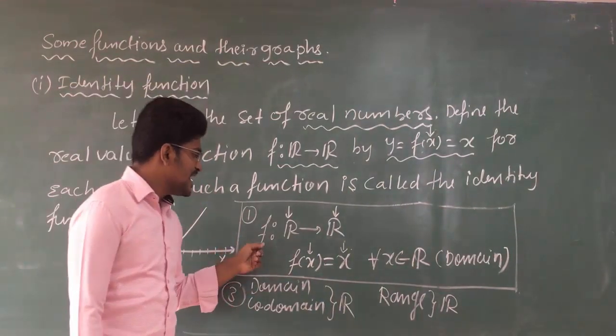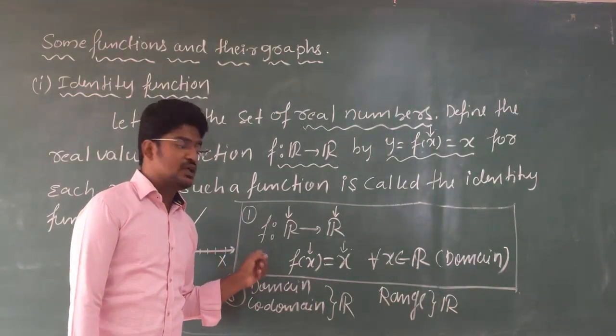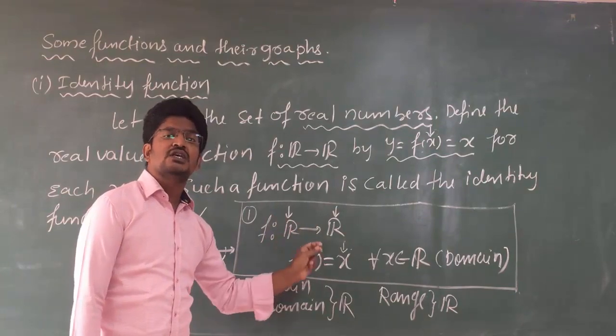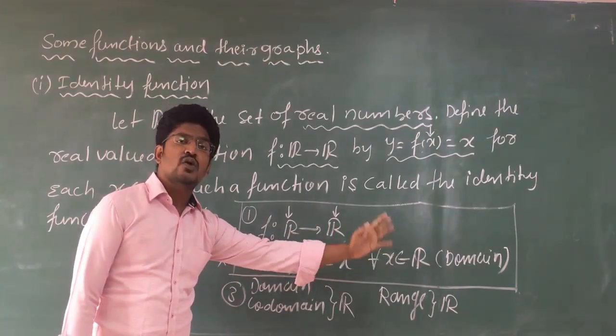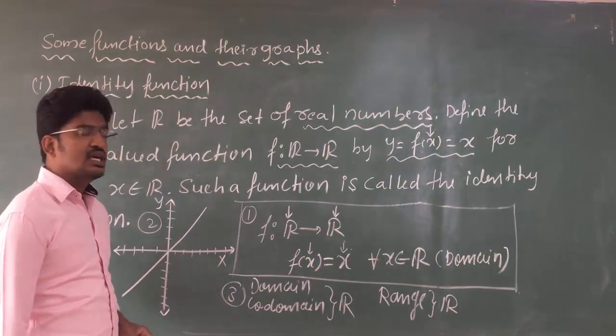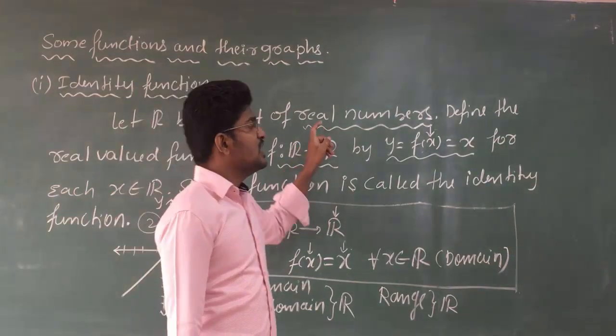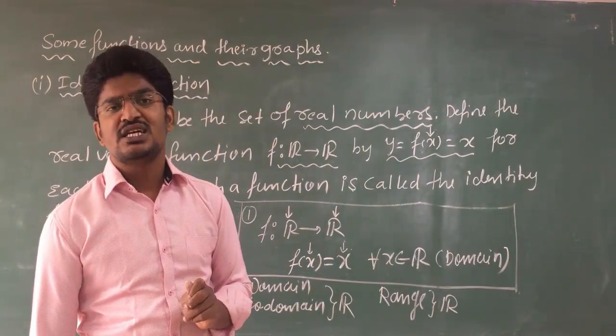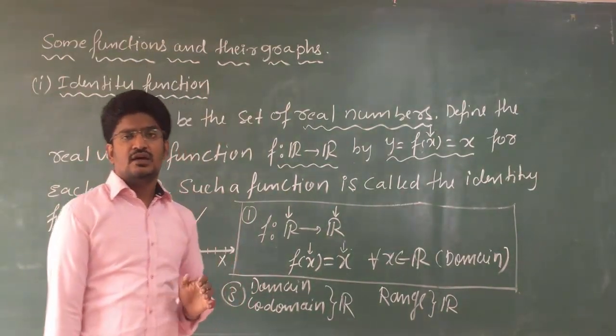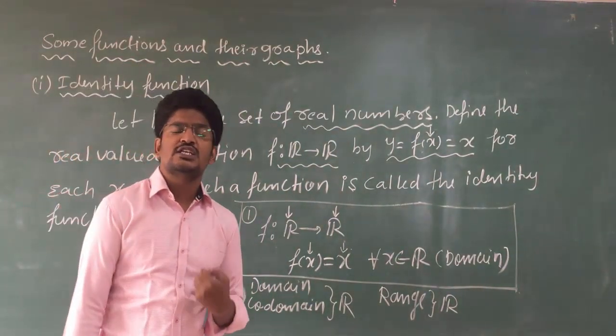So that we write in the form of a definition. f from R to R, f of x equal to x for every x belongs to R, that is the domain. This is the graph, domain, codomain, range. All the 3 sets are real number sets. Clear? Okay, let us go for the next function.